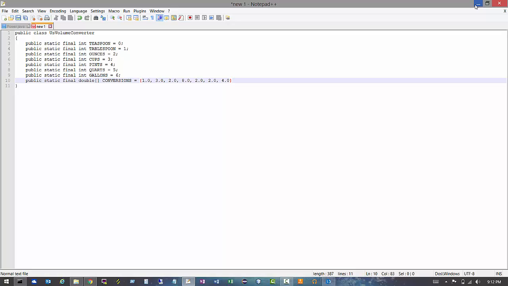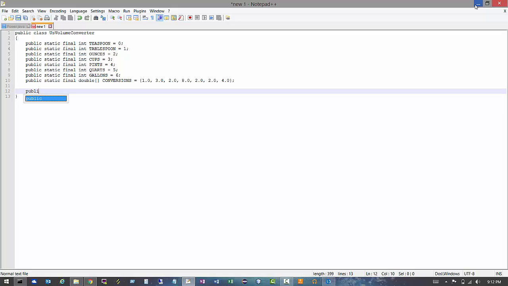You'll notice, even though it will work if you just put 1, 3, 2, 8, 2, 2, 4 without the point zeros on them, because of possible issues with integer division, I always put the .0 on integer versions of doubles if I want them to specifically be a floating point number, which is what I want.